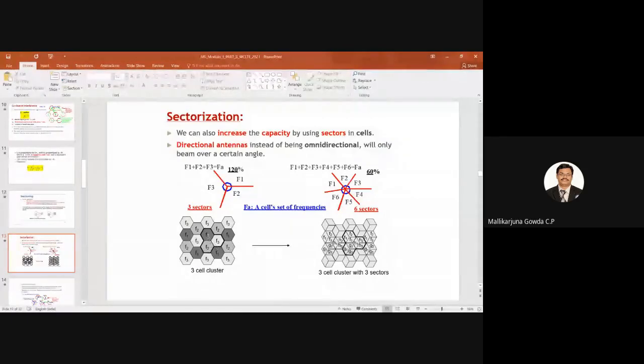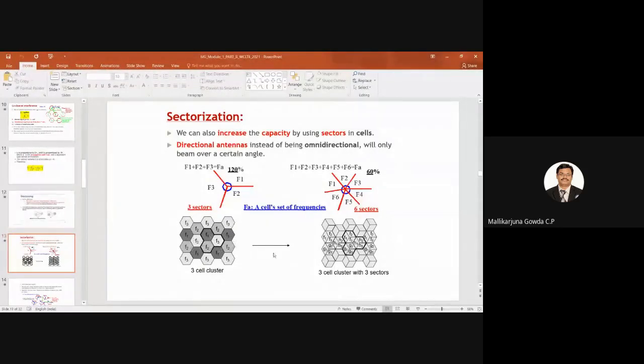F1, F2, F3 is a three cell cluster, which means the cluster size is 3. That is why it is written as F1, F2, F3. In the previous example, I showed a cluster size of 7. F1, F2, F3 is repeated otherwise, right?